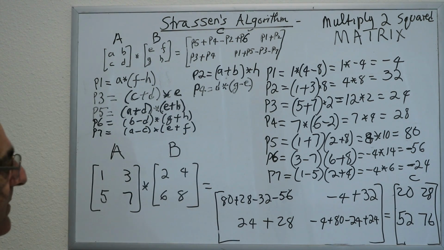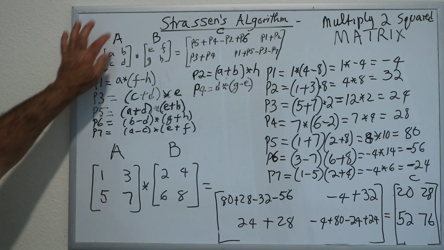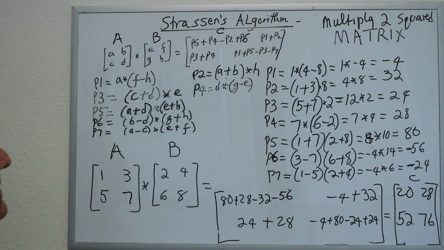So it's a very simple process. You don't have to go through the naive algorithm, which does nested loops. Here I can just plug in those values. And so this is known as Strassen's algorithm for multiplying two matrices.